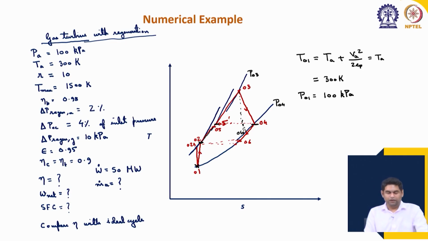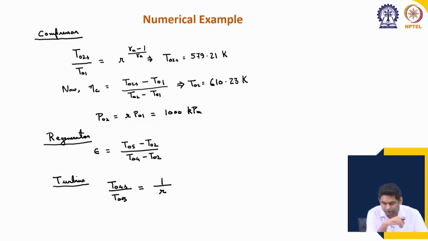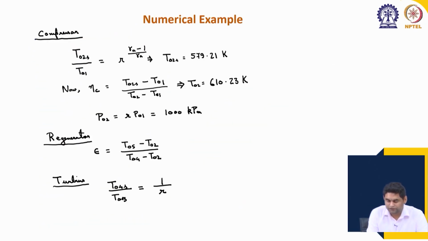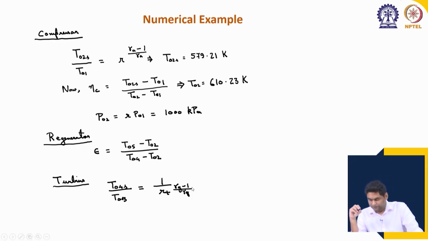Now, is it 1 by R? Is the pressure ratio remaining the same as 10, or is it going to be different? It cannot be 1 by R of the compressor. This is a different pressure ratio because there are pressure losses. This is 1 by R of the turbine, raised to the power (gamma g minus 1) by gamma g. So, gamma of the gases.